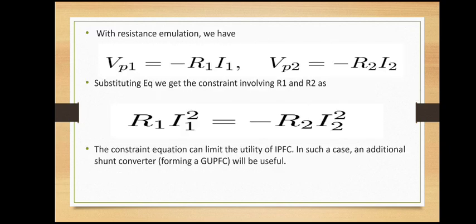With resistance emulation, we have Vp1 equal to minus R1 into I1 and Vp2 equal to minus R2 into I2. Substituting the equation, we get the constraint involving R1 and R2 as R1 into I1 square is equal to minus of R2 into I2 square. The constraint equation can limit the utility of IPFC. In such a case, an additional shunt converter will be useful.